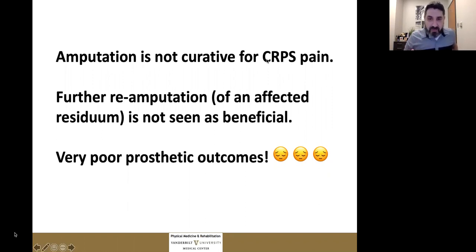They may end up needing to undergo an amputation if the distal limb, now atrophied and everything, is a threatened limb. If it's going to be susceptible to wounds and infections, then it's a life-saving measure that you do the amputation for. But even then, very poor prosthetic outcomes. And further reamputation of an affected residuum is not beneficial because that runaway process is more proximal, in the entire central nervous system, in that peripheral distribution to that limb. So just coming up more proximally, you're just going to see it creep up.